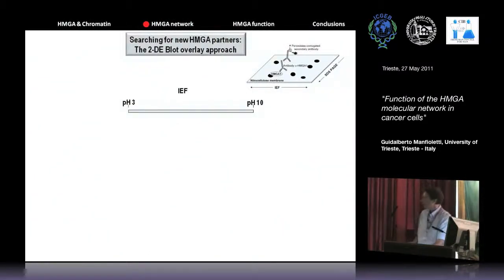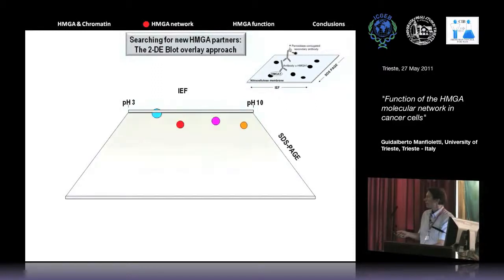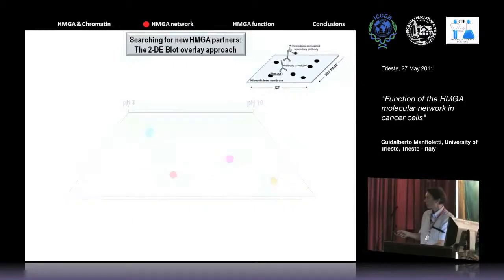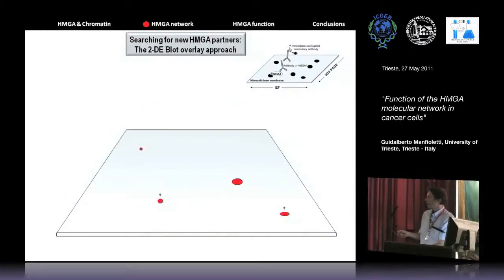This is essentially schematized in this slide. So first, nuclear proteins are separated in the first dimension gel according to their isoelectric point, and later they are separated on second dimension for their molecular weight. Then proteins are transferred to a membrane, are incubated with HMGA1 protein, and then the complex is detected using a specific antibody. So at the end, you have a signal that allows you to identify molecular partners.